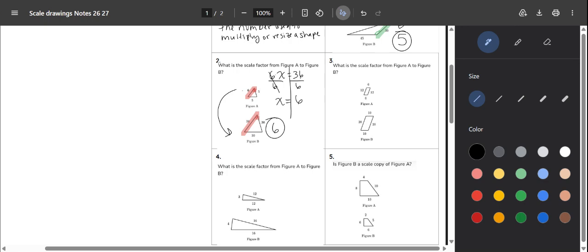Number 3 is a you-do problem, so I want you to pause the video, try it, and come back when you're ready to check your work. So please press pause now.